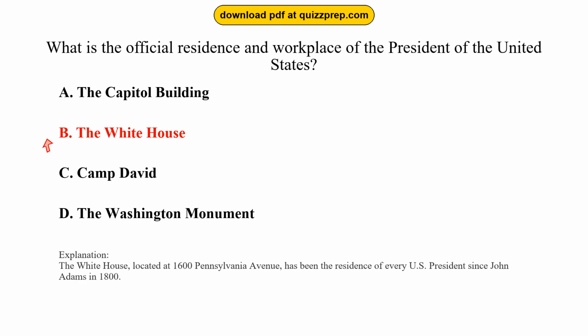The White House, located at 1600 Pennsylvania Avenue, has been the residence of every U.S. president since John Adams in 1800.